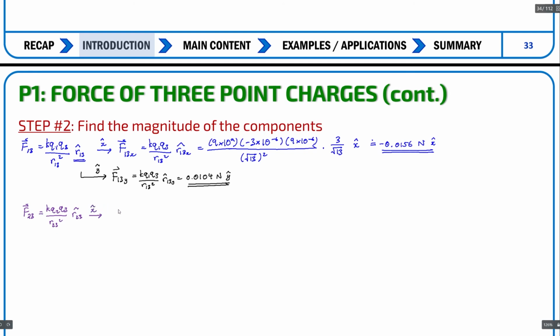For our x analysis, we have F23x, which is equal to k q2 q3 divided by r23 squared times r23x. So now that we've hit this, we now have to figure out what r23x is. So we go back up.